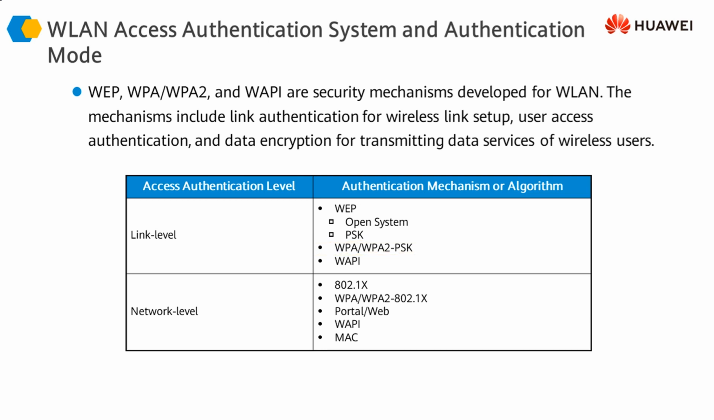Either you can use PSK or you can use EAP as well. We'll see in the next couple of slides later. And WAPI, as I said, is a protocol which is not used in the industry generally. For the network level authentication, we can either use 802.1x, we could use WPA2 with 802.1x, we could use a portal or web, we could use WAPI, or we could use MAC authentication also. So where is MAC authentication used? Generally, we'll look at that as well.